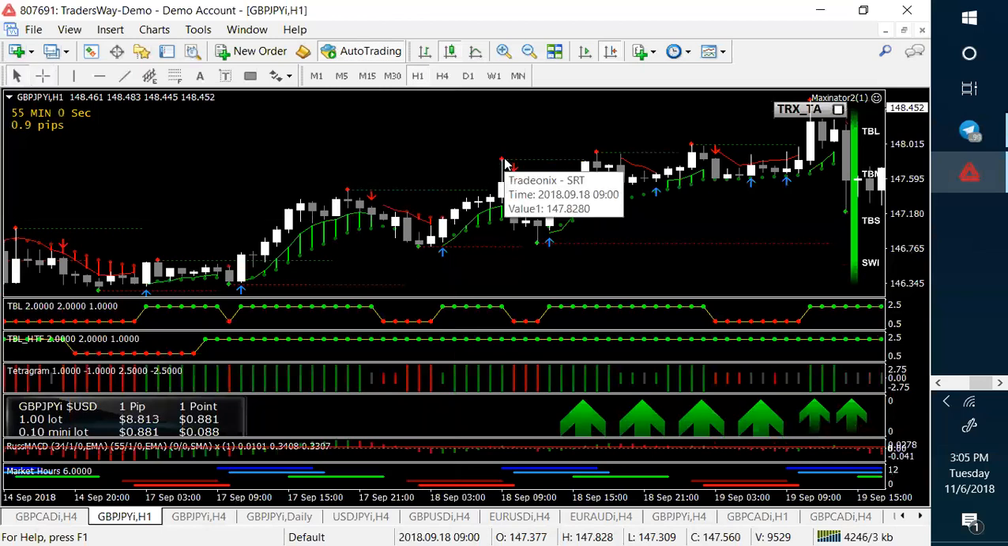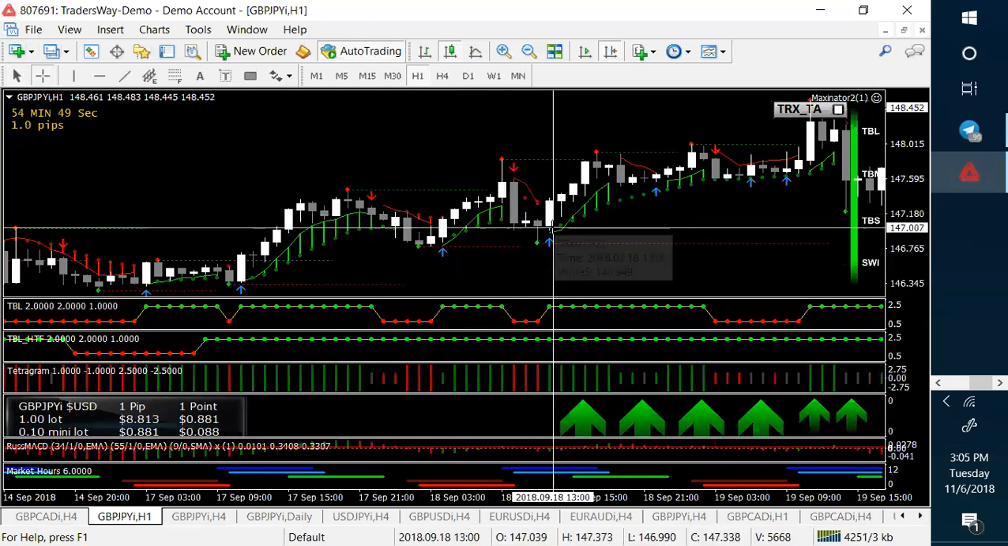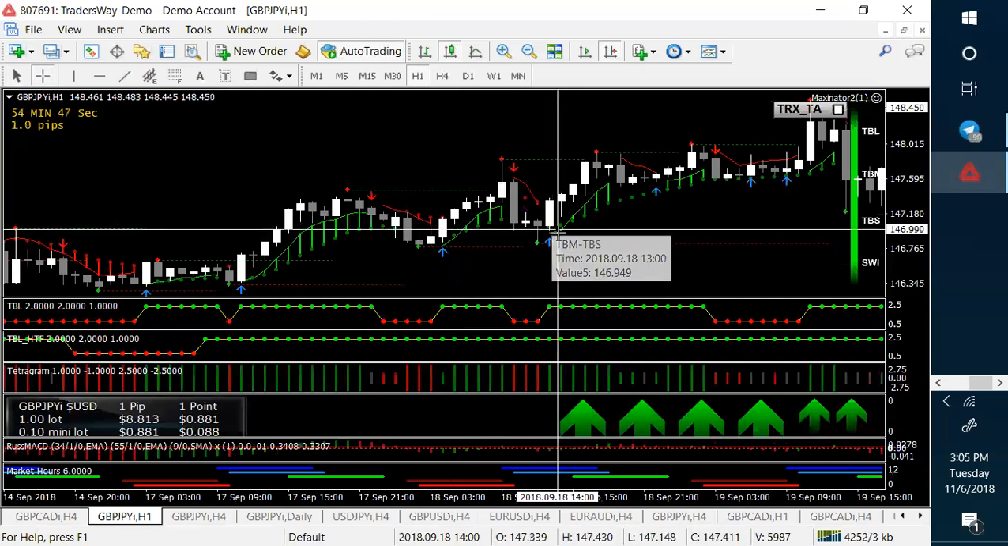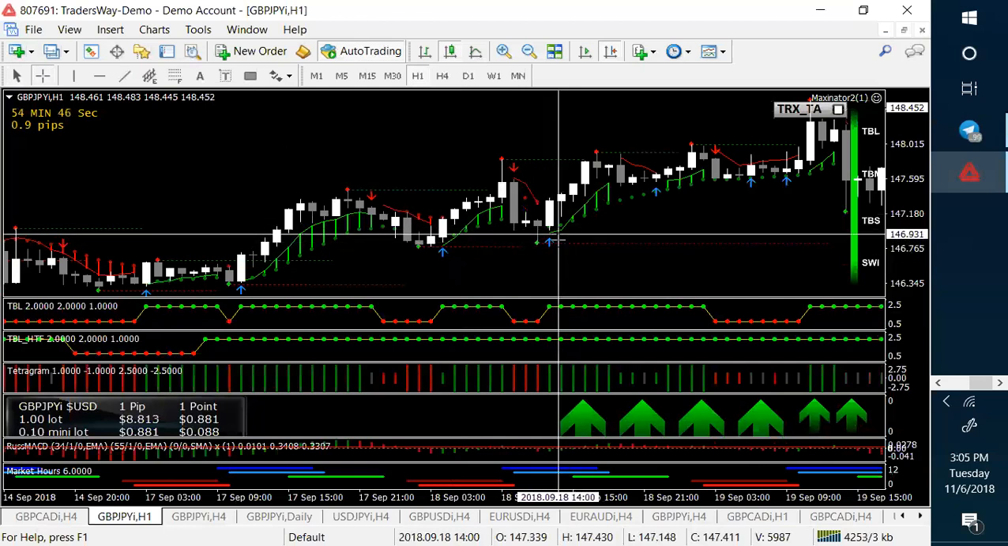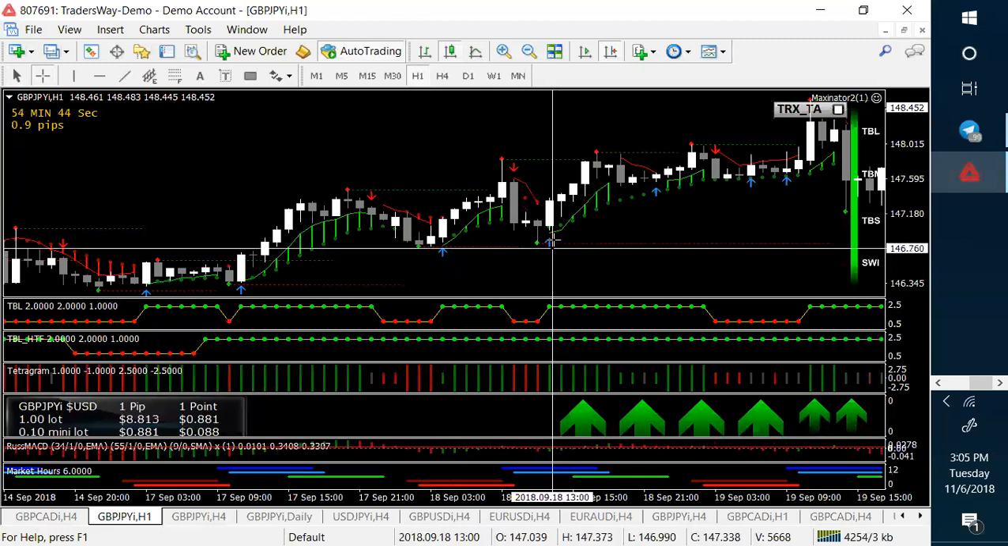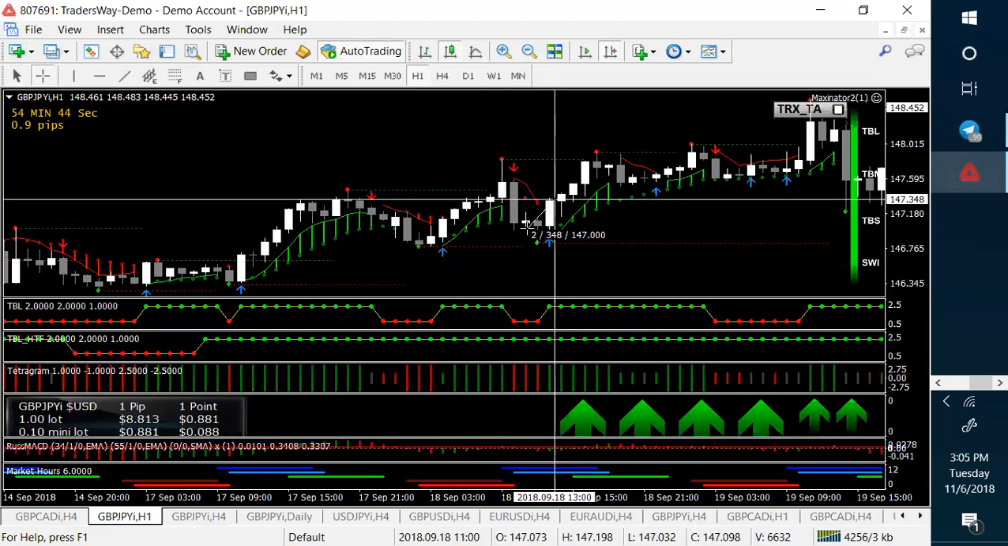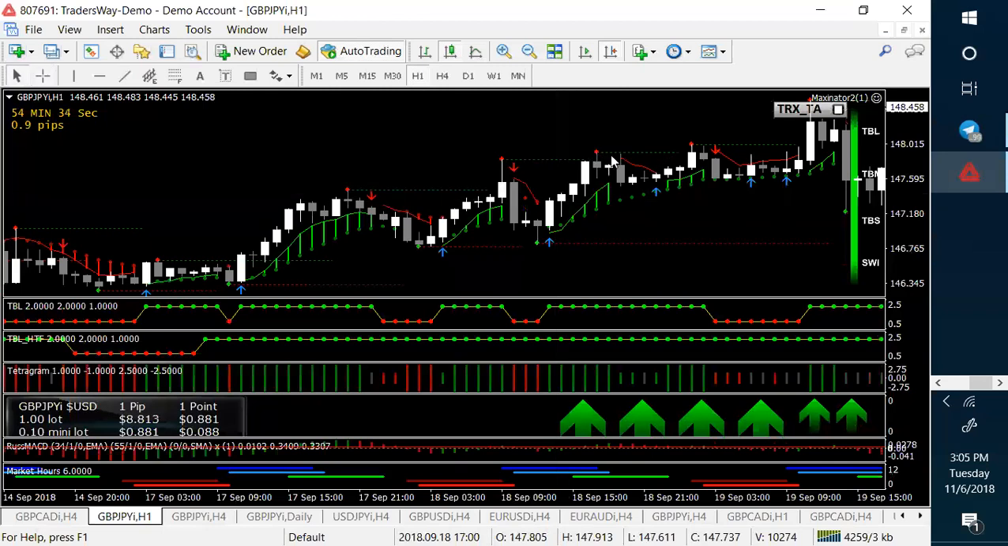Okay, let's go for September 18th at 1300 hours. That will be this next signal right here. This one goes for yes and yes. Strong confluence here. So this one looks like a good signal. We go back 3 candles. We can see 34 pips. We definitely get that one. So this was a great trade to take on September 18th.